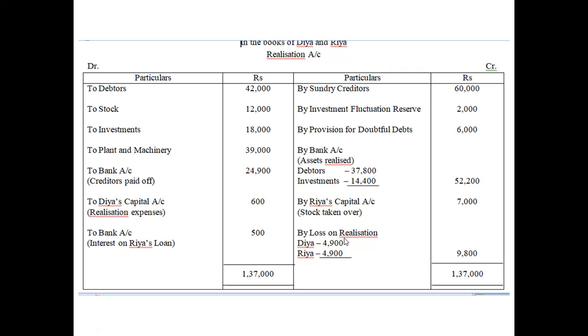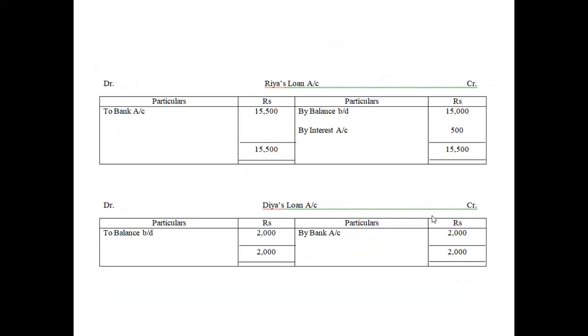Now let us move on to Ria's loan account. This loan was given by Ria to the firm, so it is our liability, an internal liability. So Ria's loan was how much? 15,000. We have to make the payment to Ria, so you can write here by realization account, bracket interest, and the amount will be 500. Please make this correction here, by realization account, bracket interest, 500. And the total amount will be paid off to Ria. And this is your Ria's loan account.